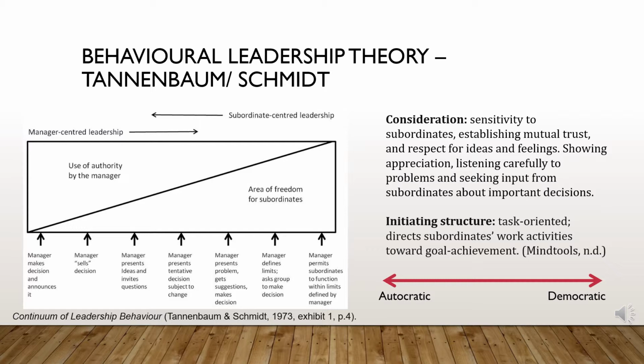For example, for Tannenbaum and Schmidt, on the autocratic side of the continuum, a leader tells, makes the decision, and expects the team to follow. This can be useful if you have a lot of new employees to manage, but continued use of this style can soon become frustrating, especially if team members are highly experienced.